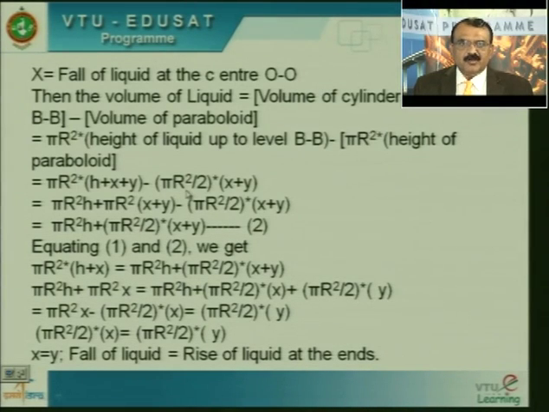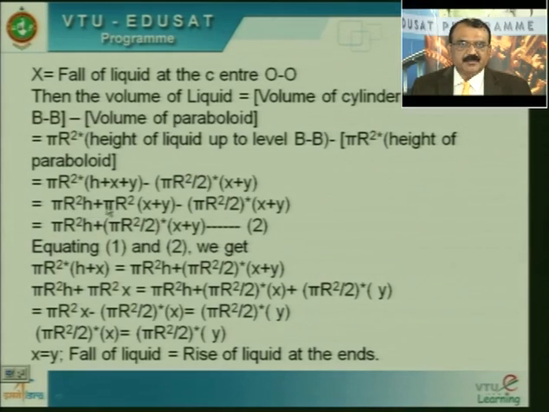So the volume of the paraboloid is given by pi r square by 2 into the vertical height, that is x plus y or y plus x. Okay. If you simplify this, you are going to get pi r square h plus pi r square by 2 into x plus y. I repeat, once you substitute these values and simplify, in the next step I multiply this pi r square into h, and this is x plus y. On the right hand side also you have x plus y. So regroup these terms. That is what I did here.